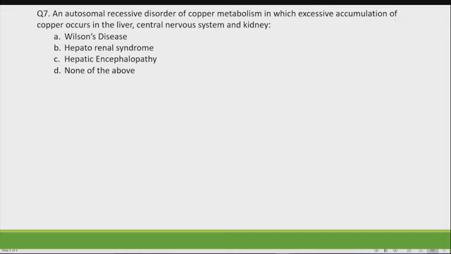Hepatic encephalopathy is a nervous system disorder which is caused due to liver disease, and hepatorenal syndrome is also caused due to severe damage of the liver, a condition called cirrhosis, and here the kidney will get badly affected. And Wilson disease is a genetic disorder caused due to the inability of the body to metabolize copper, and because of this excess copper gets accumulated in the liver, central nervous system and kidney. So in this condition the brain of the person is completely affected. So the answer is Wilson's disease.